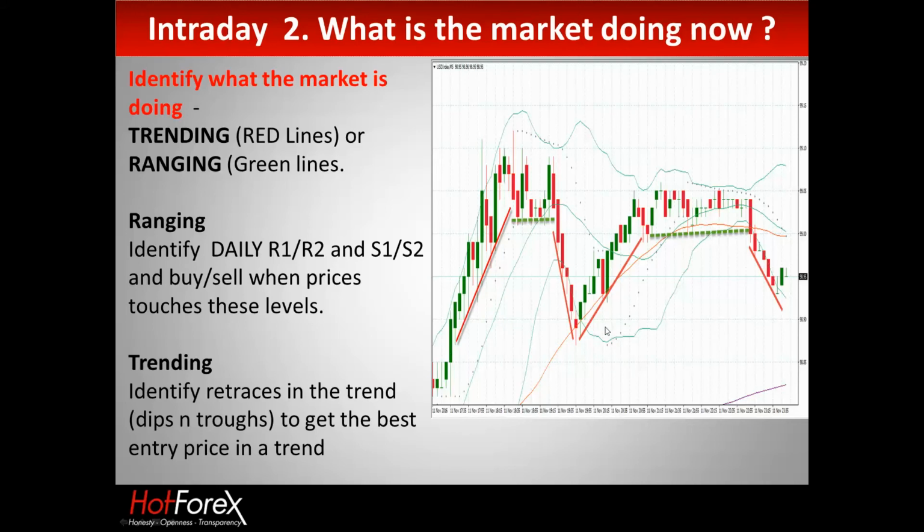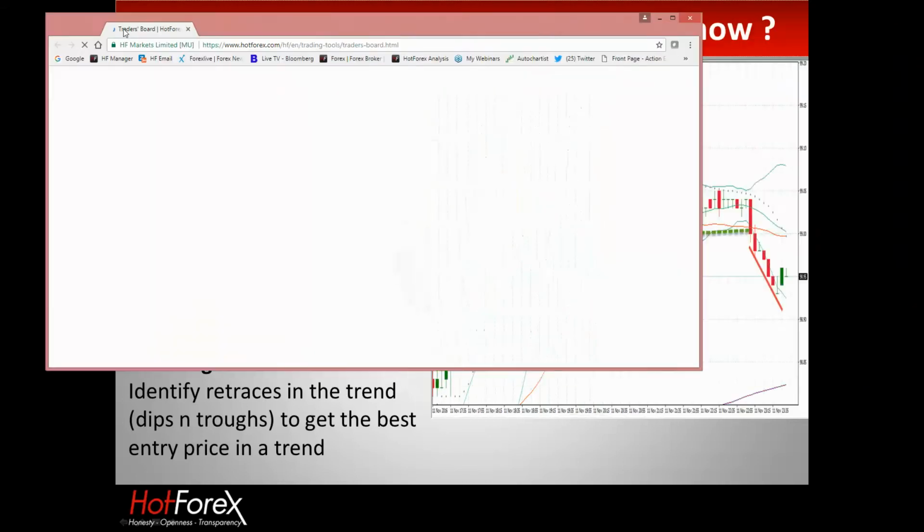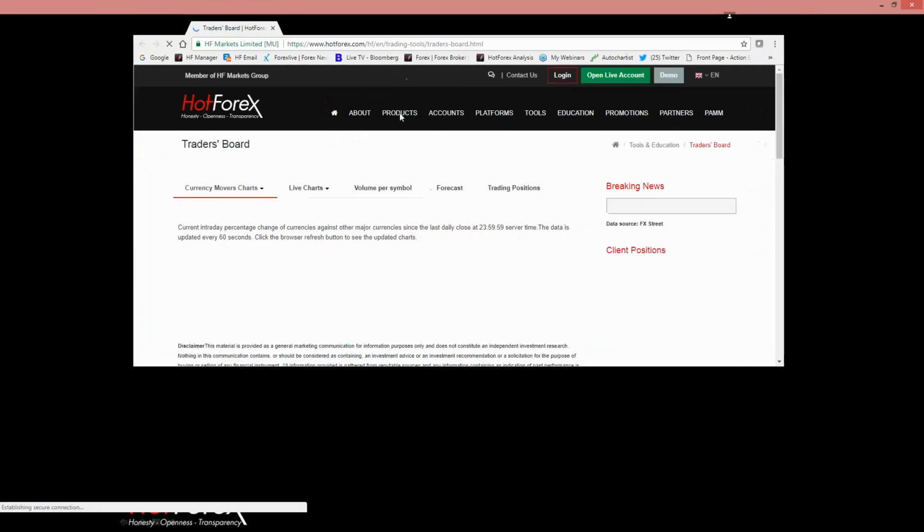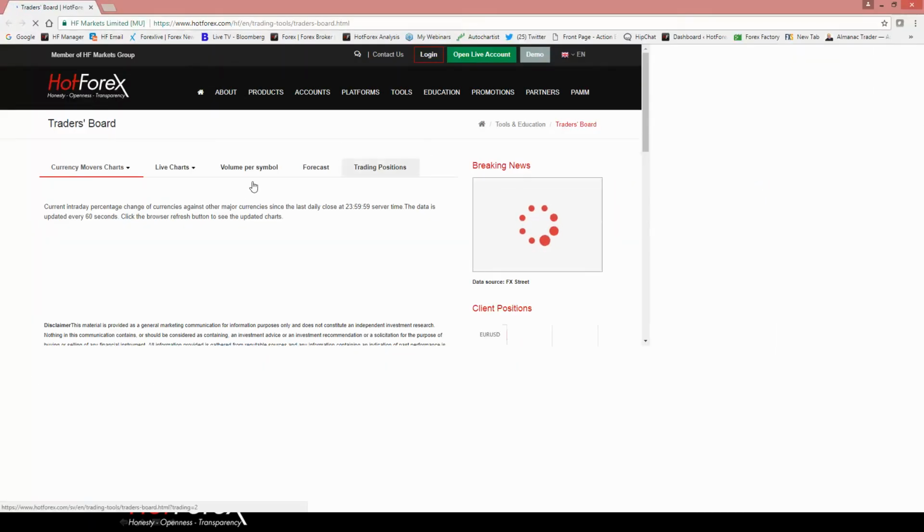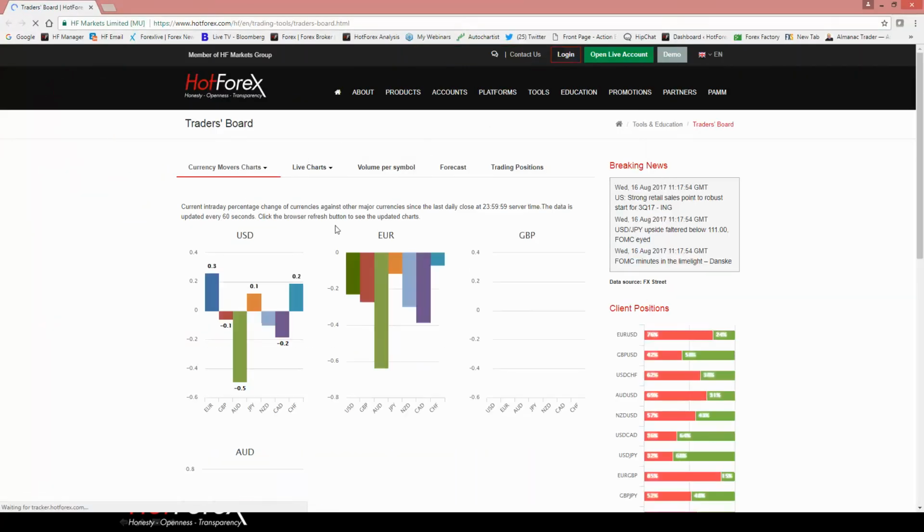So again, regardless of the time frame, look at what's happening in the market now. Take a step back. A great way to do that is to look at our Traders Board, a little product. Let me just see if I can bring that in. What Traders Board shows you is basically what's going on now: what are the key movers in these key major charts.